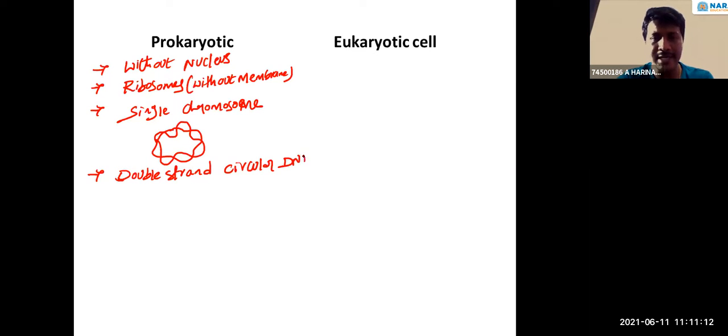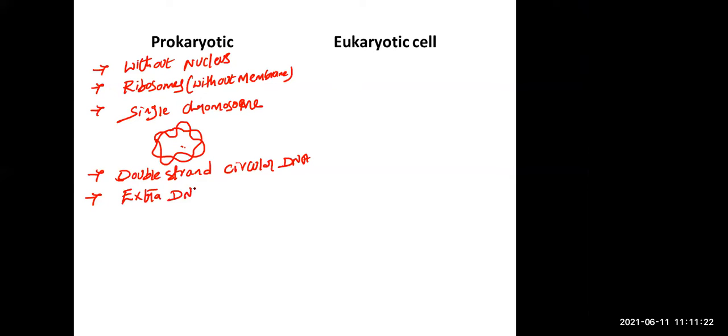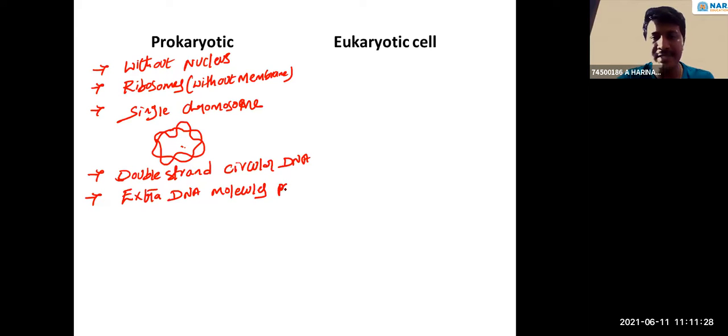Circular DNA, right? Along with this, extra DNA molecules are present. What are they? Plasmids. Yes, plasmids. They are extra DNA molecules present in the prokaryotic cell, so we call them plasmids. Right? So these are the characters of prokaryotic cells.